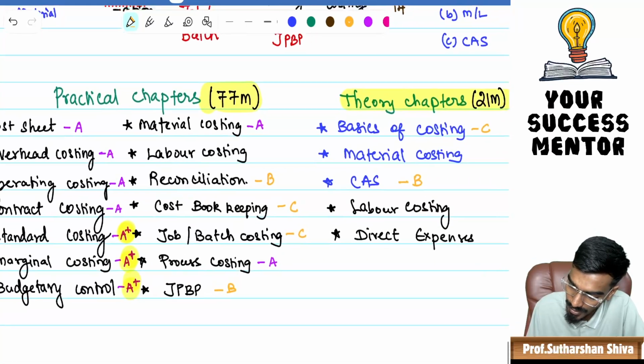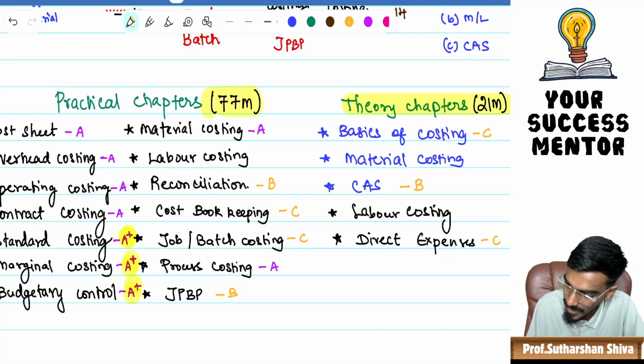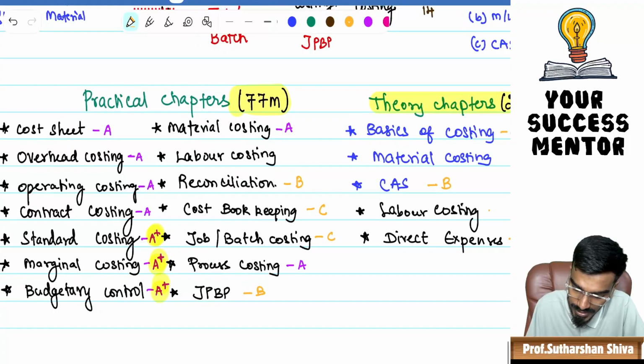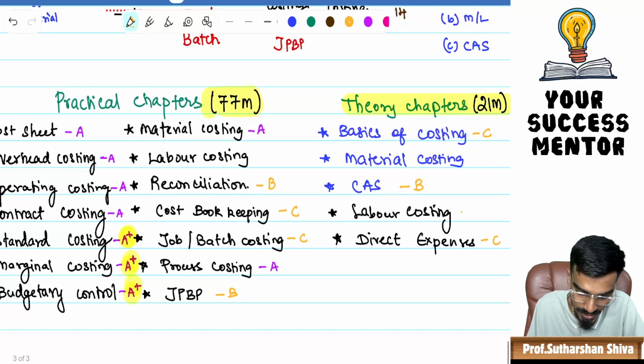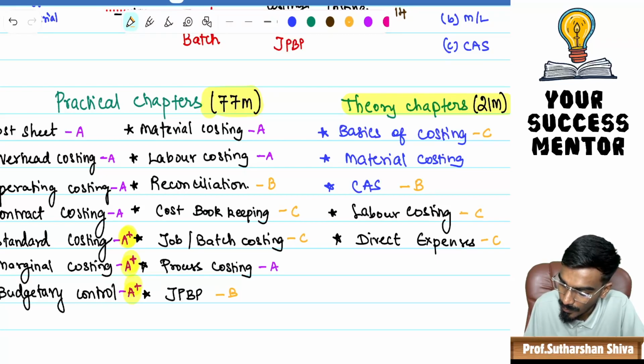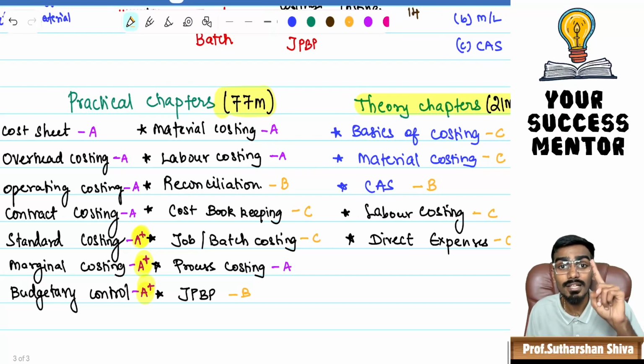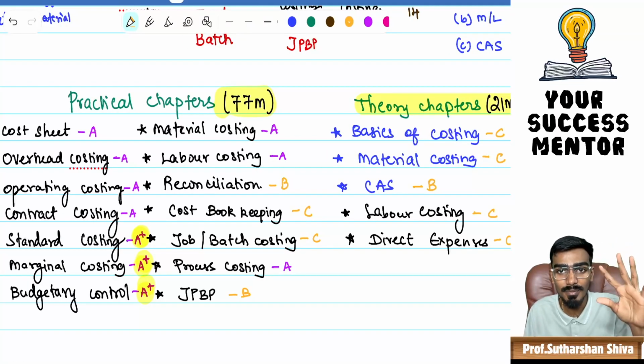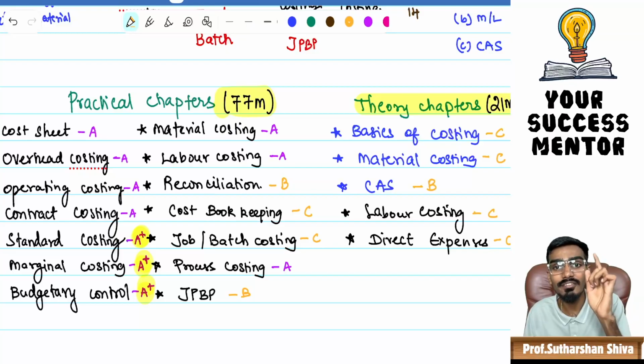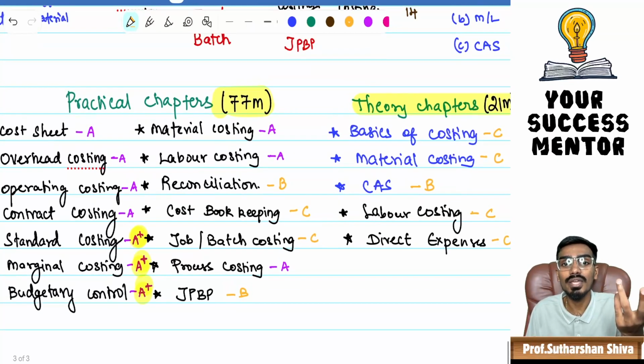Then you will be having labor and direct expense. Direct expense is a C category. Labor, as I already said, labor costing theory is there, correct? Labor costing theory is being given. So labor costing practical we can put in A category. Theory, we will put in C category. Material costing theory also we will put in C category. Material costing practical will be our A category, which we will be focusing on, and material costing theory will be our C category area. Okay, and where did the MCQ come, sir?